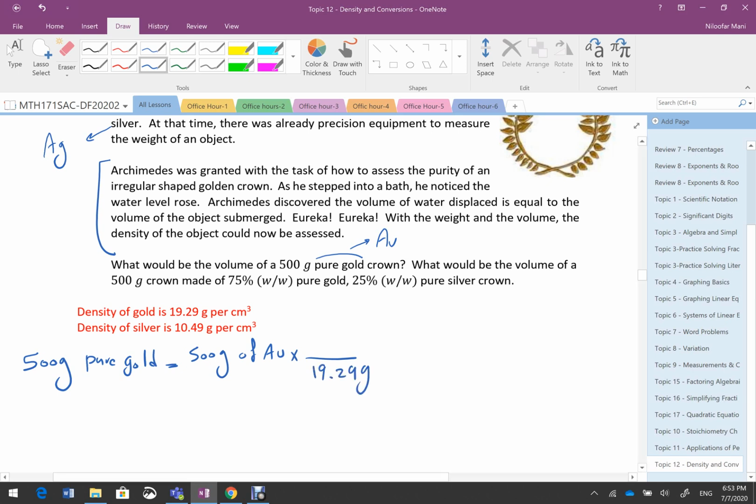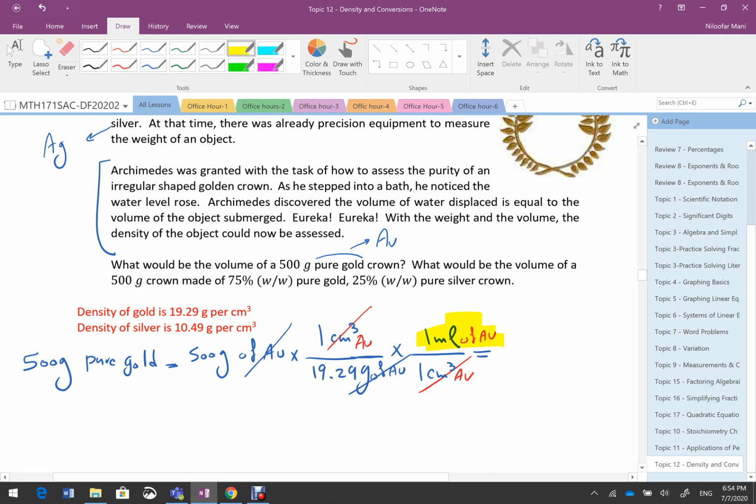19.29 gram is per 1 centimeter cube. It doesn't matter that it is centimeter cube, because I know 1 centimeter cube is 1 milliliter. So now I can cancel gram with gram, and I can cancel 1 centimeter cube with 1 centimeter cube, and then I am left with milliliter.